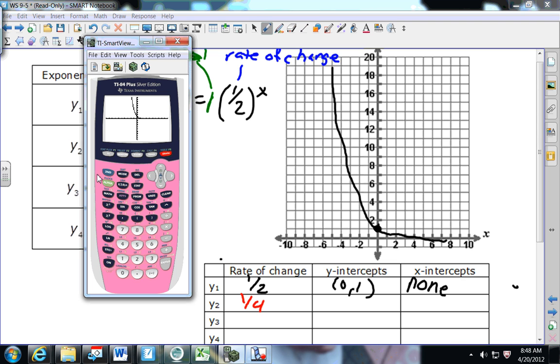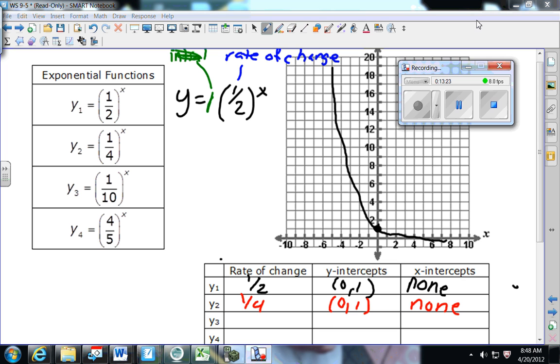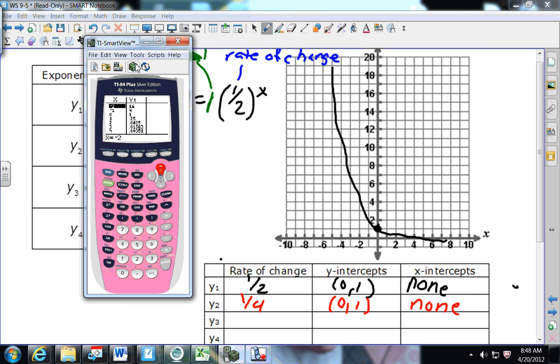Maybe I need to compare it. We'll go in here for a second. First off, the y-intercept is (0, 1) again, and there's going to be none. But I want to compare this because I'm not sure about sketching my graph. Let's compare this to the 1/2. Whoop, wrong button. There we go.